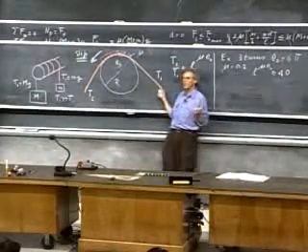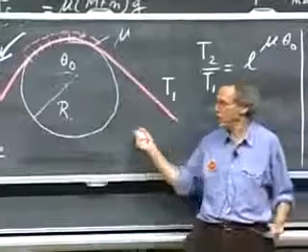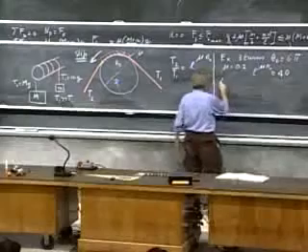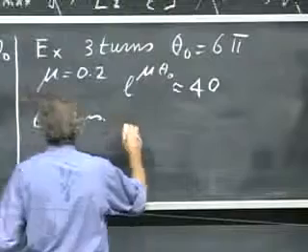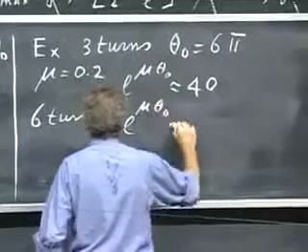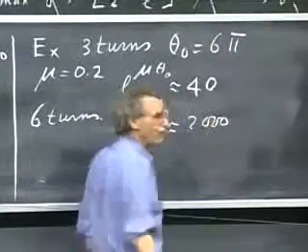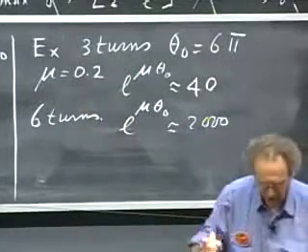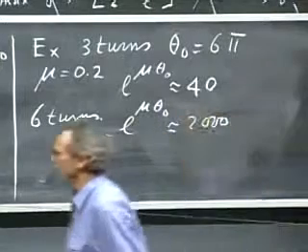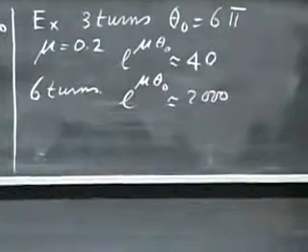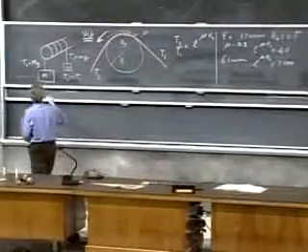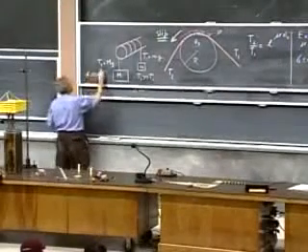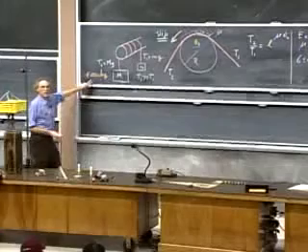I can hold this in my hand and counter, if you want to think of it that way, a force on this side which is 40 times larger. But if I take 6 turns, then e to the power mu theta 0 will be about 2,000. So now I can really control an elephant. Imagine now that I have here an object, capital M, which would be 5,000 kilograms. Make it 10,000 kilograms. That's what I'm hanging here.